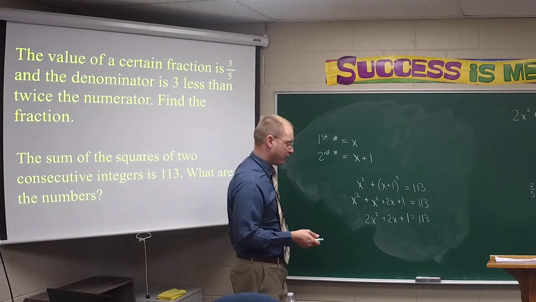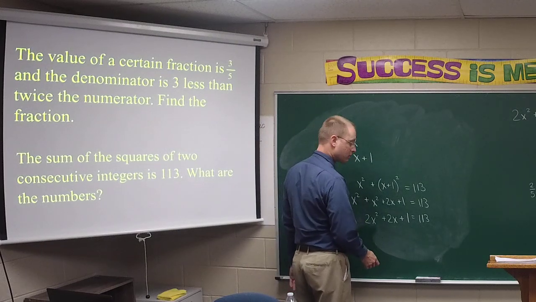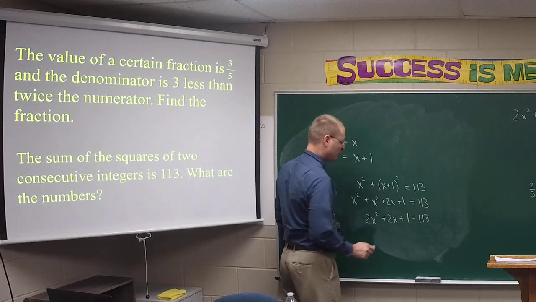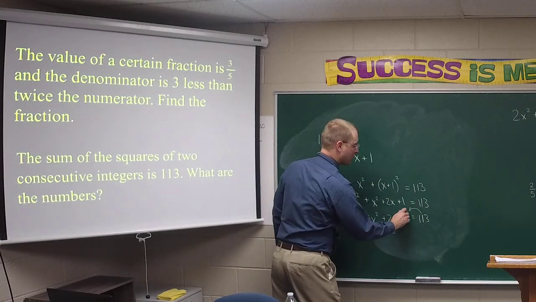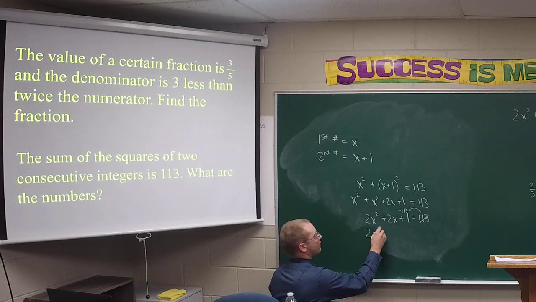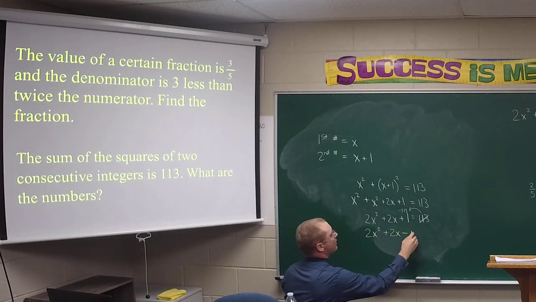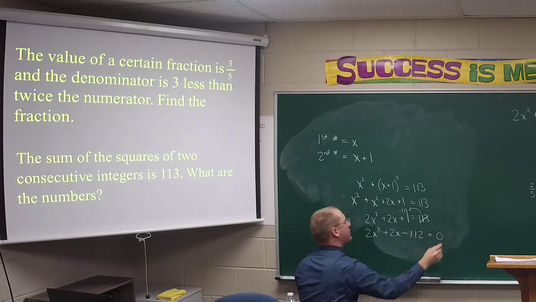So, Audrey, continue. You move the negative 1 over. I mean the positive 113 over as a negative 113 to get 2x squared plus 2x minus 112 is equal to 0.